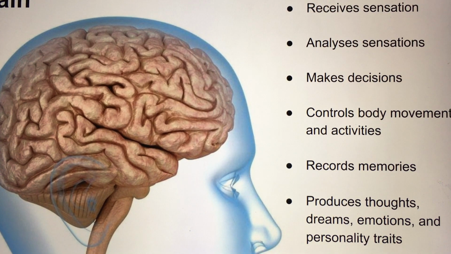To summarize the functions of the brain: it receives sensations from body parts. For example, the sensation of touch, the sensation of taste, and the sensation of vision would be examples of the sensations. The brain analyzes sensations. We are not able to make sense of the sensations if the brain is not able to analyze them and say, okay, this tastes sweet, for example. The brain makes decisions. It controls body movements and activities, records memories, produces thoughts, dreams, emotions, and personality traits.